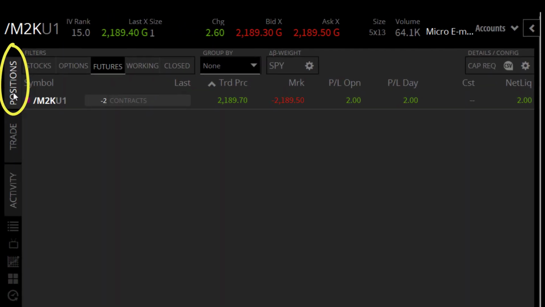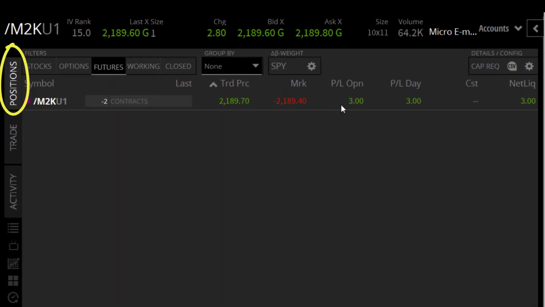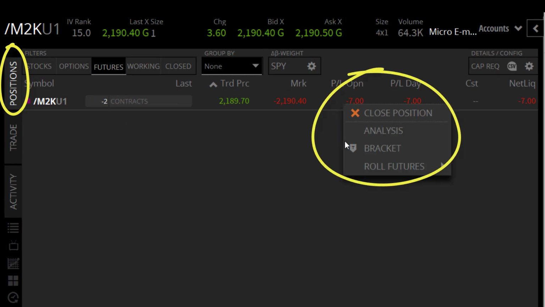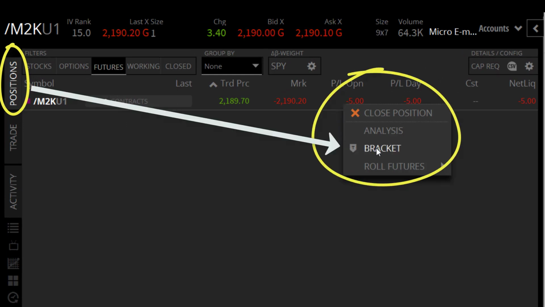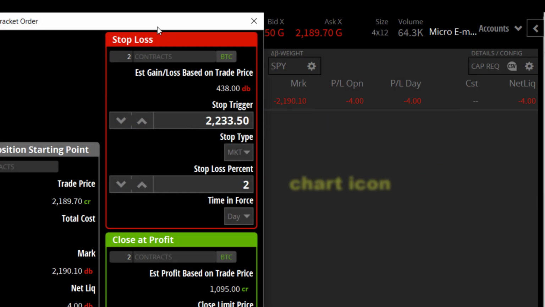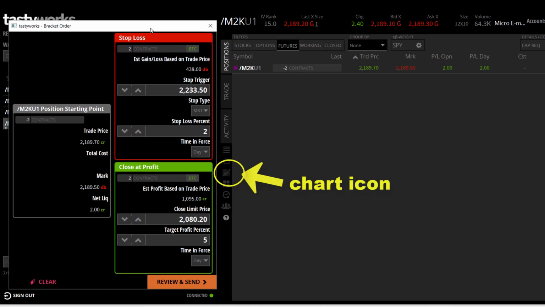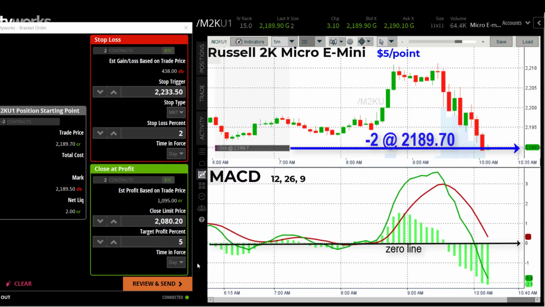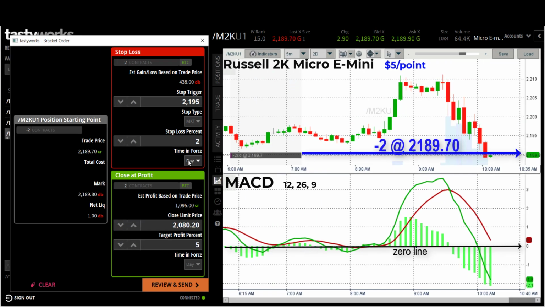Click the positions tab, upper left, go over, right click on the profit loss, and I get a pop-up box, and I go down and select bracket. That's it. 1, 2, 3. Positions, right click, bracket. And now I'm able to move that over on the left side of the screen and click chart, and I can see the actual live trade in the chart, while I get to put in the stop loss and the close at profit targets.